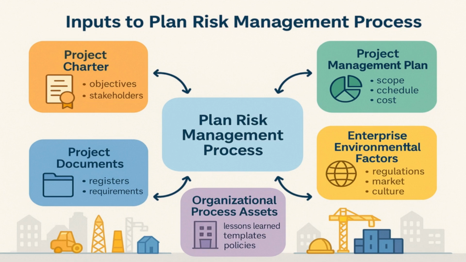We also rely on project documents, such as the stakeholder register and requirements documentation. These help us understand human and technical complexity, showing who needs risk communication and what deliverables to safeguard. Then, enterprise environmental factors, external rules like government regulations, market conditions, and supply chain issues. These are outside our control but must be planned for.